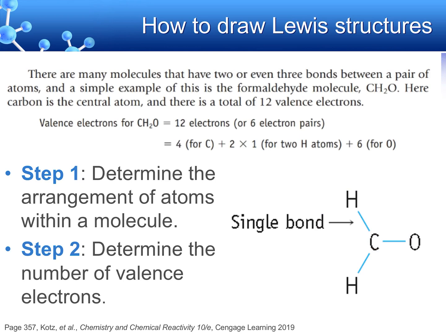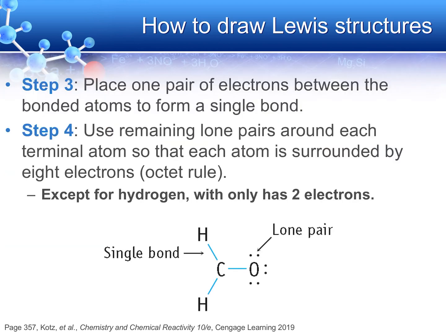So let's do another example. Let's do formaldehyde. Formaldehyde has the formula CH2O. So if we determine the arrangement, again, carbon is in the middle, and we have single bonds to hydrogen, and then we have a single bond to oxygen. Then we determine the number of valence electrons. So carbon has 4, hydrogen has 1, and we have 2 of them, and oxygen has 6. So we add that up, we get 12 electrons total, or 6 electron pairs. So if we draw our structure like this, we've got 2, 4, 6, so we don't have all of our 12 yet.